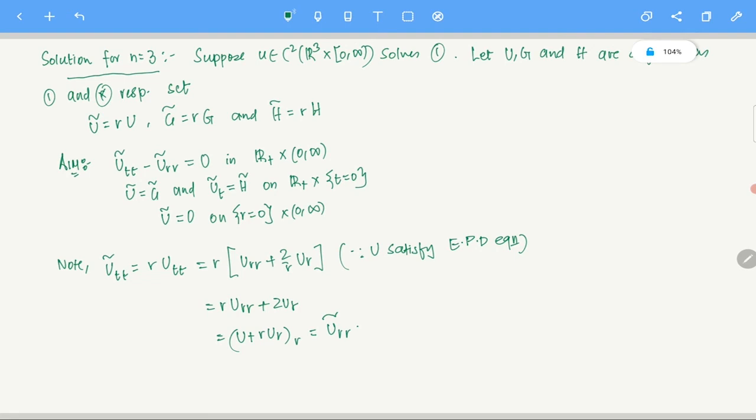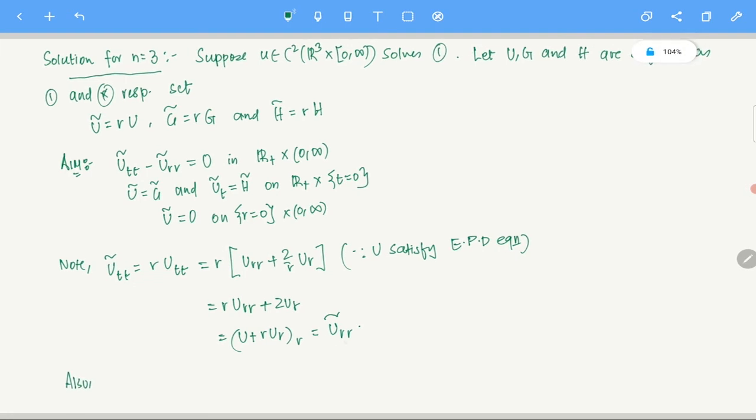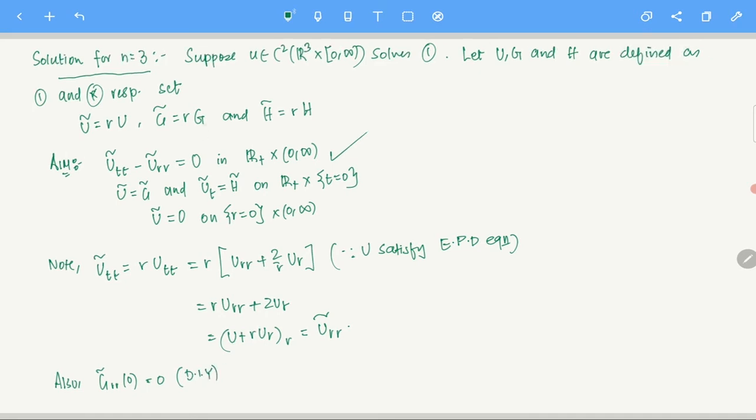Also, you see, Ũ_tt is Ũ_rr. Now, g̃_rr at the point 0 is going to be 0. So please do it yourself, there is nothing much to do. Of course it is 0, because as r tends to 0, g is going to 0, and r is already there. So g̃_rr at the point 0 is going to be 0. So that is always there.